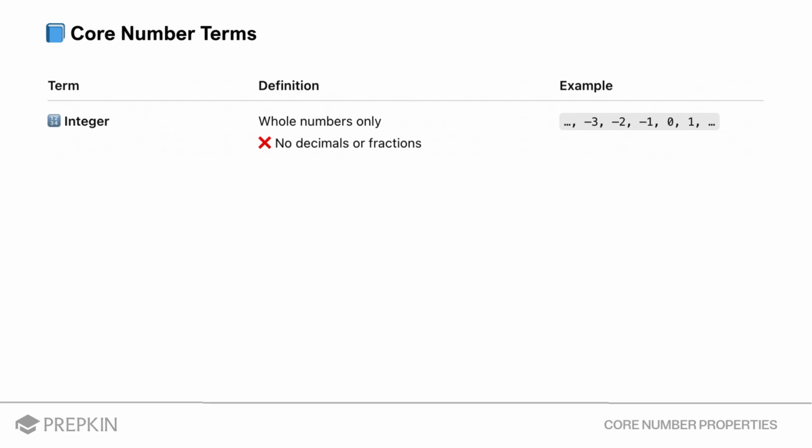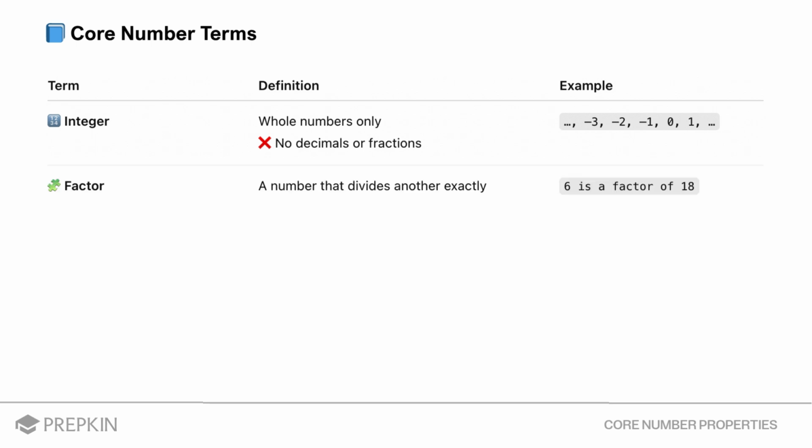First up, integers. These are whole numbers, no decimals, no fractions. Examples include -2, 0, 1, and 5. Just remember, integers can be negative or positive, but they're always whole.